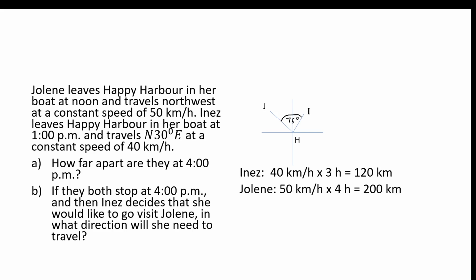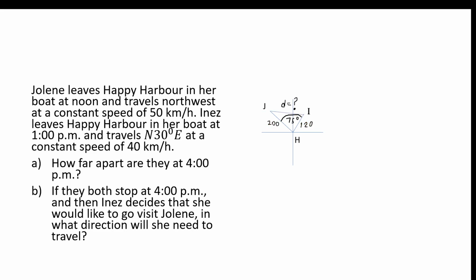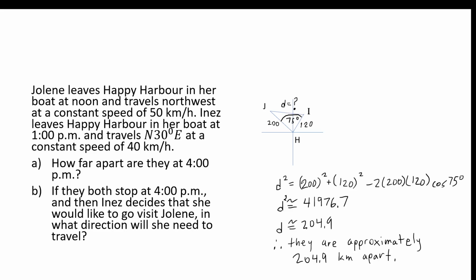Now, we know Inez has traveled 120 kilometers because she's been traveling 40 kilometers an hour for 3 hours. And we know Jolene's traveled 200 kilometers because she's been traveling 50 kilometers an hour for 4 hours. We want to know how far apart these two people are. So we can simply use the cosine law. D squared equals 200 squared plus 120 squared minus 2 times 200 times 120 times the cos of 75.